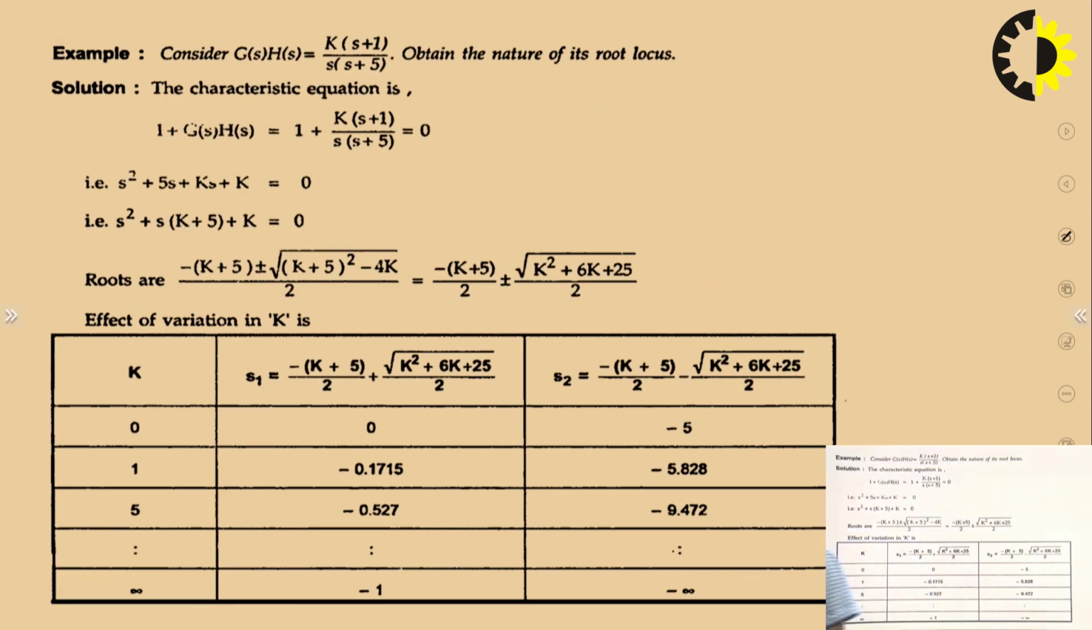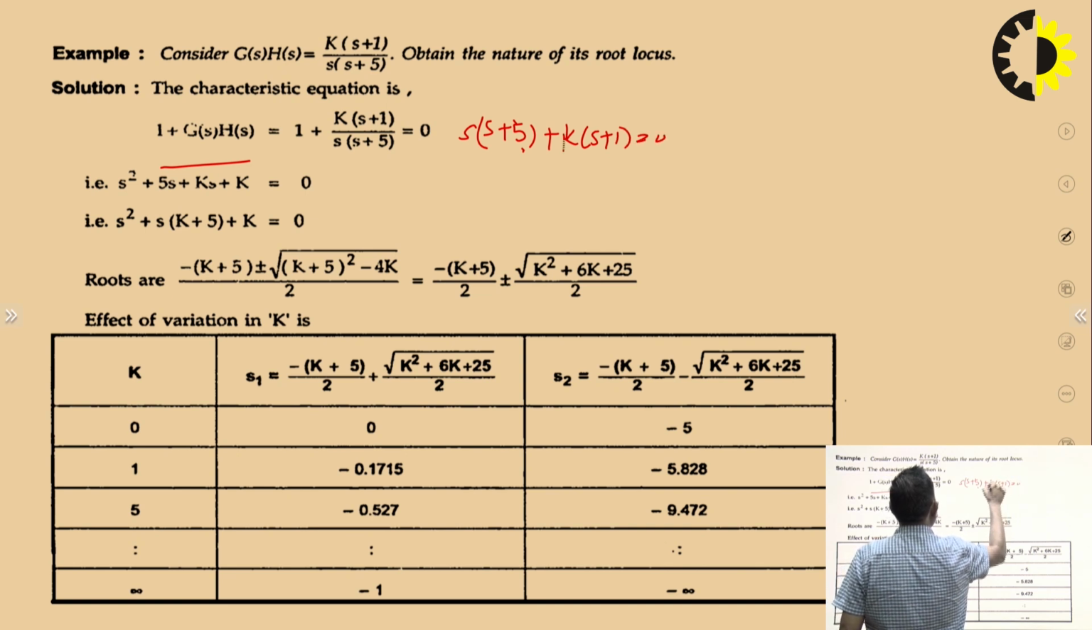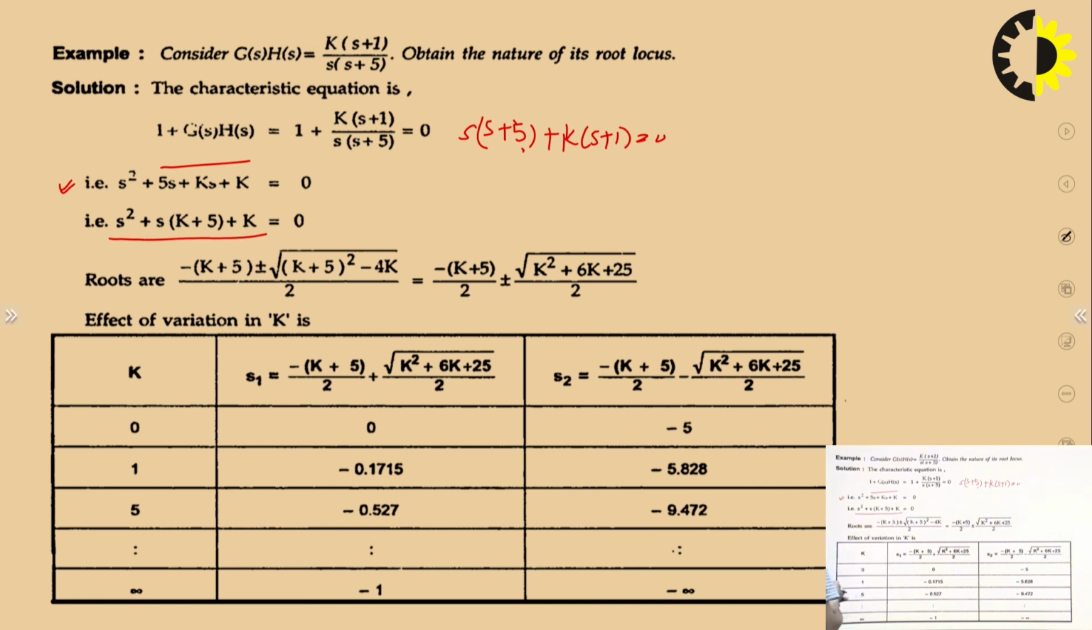Now we will take another problem. Consider G(s)H(s) equals k times (s plus 1) upon s times (s plus 5). Obtain the nature of its root locus. Again we will write the characteristic equation, which is 1 plus G(s)H(s) equals 0. So when we do this, we get s times (s plus 5) plus k times (s plus 1) equals 0, and it will become s square plus 5s plus ks plus k equals 0, or s square plus s times (k plus 5) plus k equals 0.